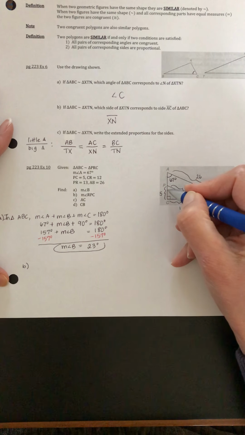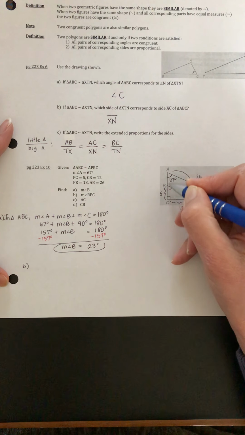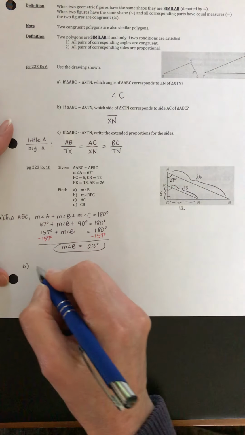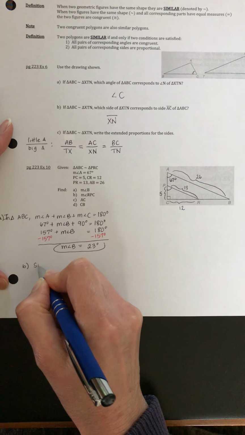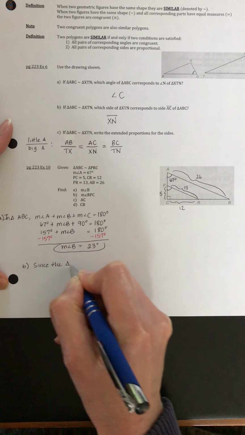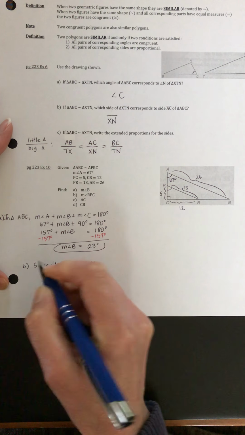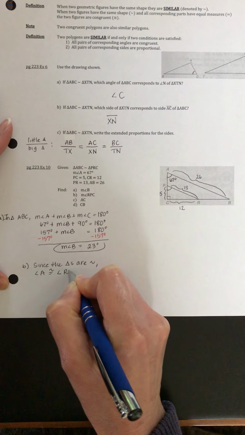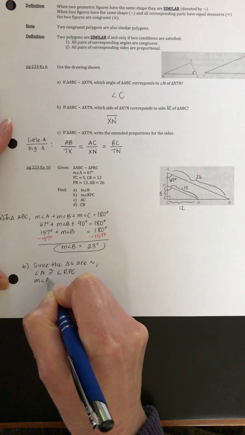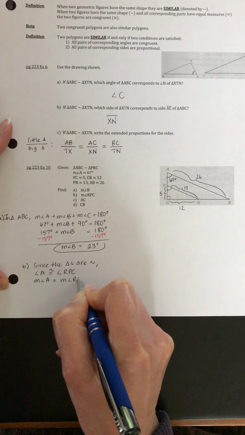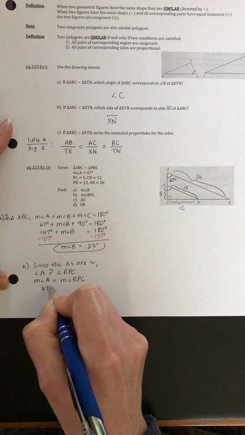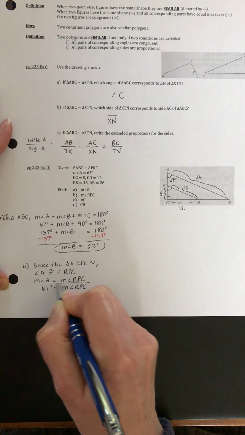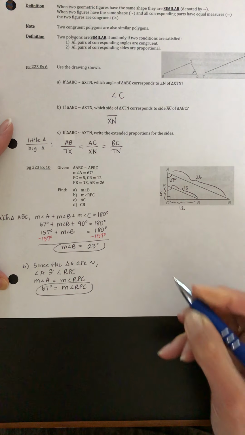Well, we know that these two angles are congruent because the triangles are similar. Notice here that in the statement, A corresponds to P. So since the triangles are similar, angle A is congruent to angle RPC, or their measures are equal. So we know that angle A measures 67 degrees, so that's what RPC measures as well.